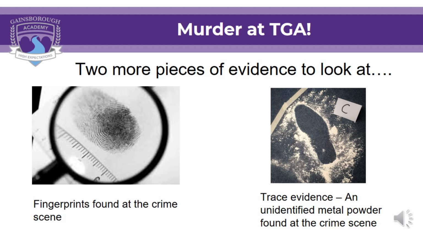Welcome to the Science Lab. The final part of your investigation involves looking at two more pieces of evidence: some fingerprints found at the crime scene and some trace evidence of metal powders that were found near the body with a footprint in. Hopefully these last two pieces of evidence will provide you with enough information to finally identify the person that carried out the murder.